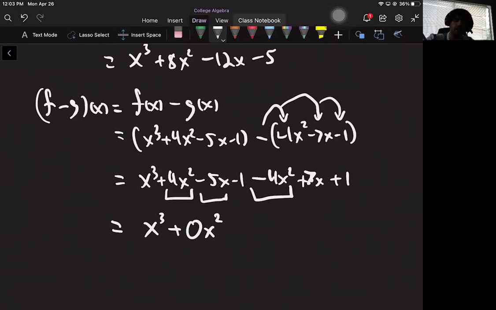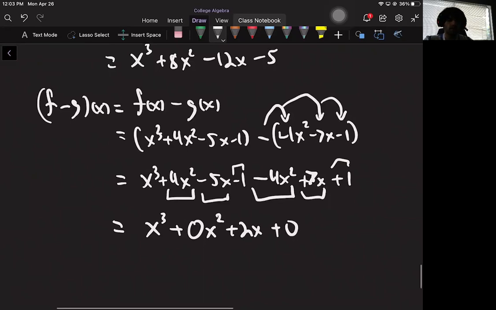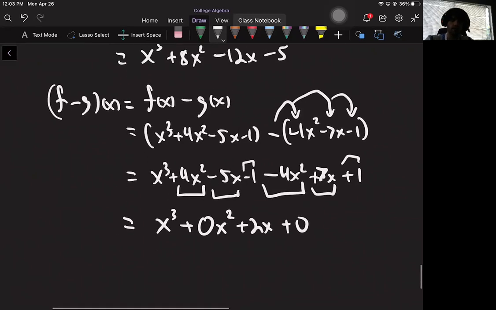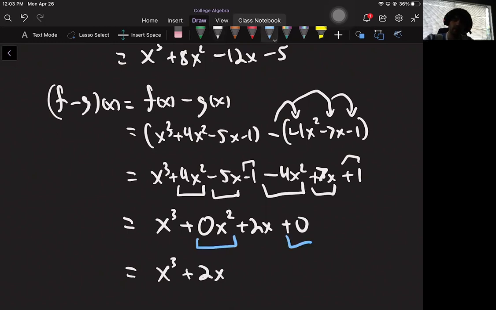In any case, minus 5x plus 7x gives you plus 2x, and a minus 1 and a plus 1 give you 0. So what's going on is if you have 0 of something, you just don't write it typically. So you would then simplify this a little bit by just writing it as x cubed plus 2x. So people just don't like to write that there's nothing for some reason. So we leave these out because there's 0 of them.